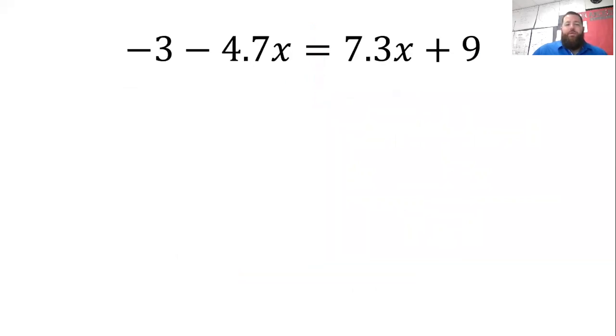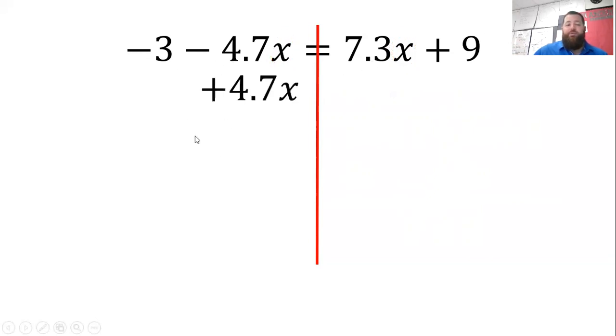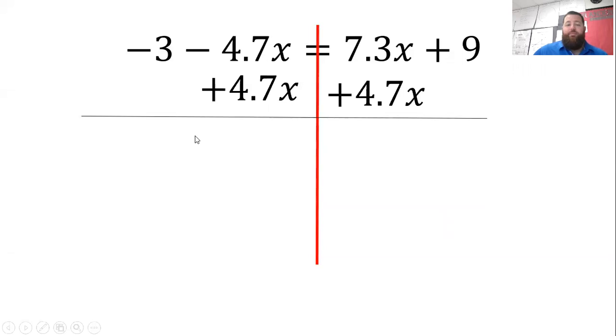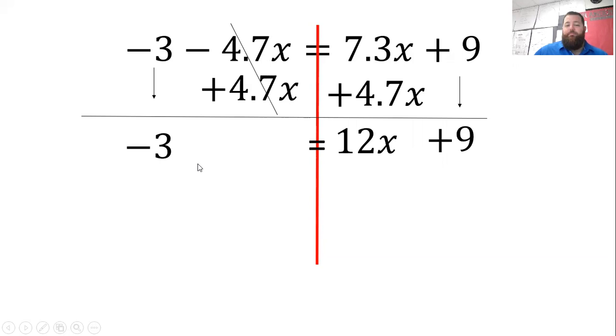Next one, -3 minus 4.7x equals 7.3x plus 9. So again, draw a line, identify your variables. They're on opposite sides of the line, so I cannot combine like terms. So I ask, which one is smaller, 4.7 or 7.3? 4.7, so I add it to both sides. Bring down my -3. The 4.7s cancel out. 7.3 plus 4.7 is 12x. Bring down my plus 9.